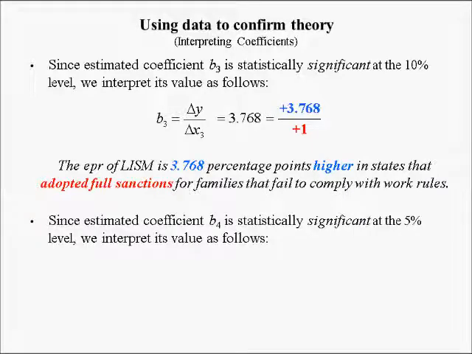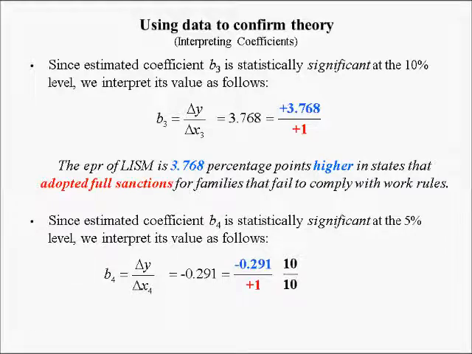Now, since estimated coefficient B4 is statistically significant at the 5% level, we interpret it as follows. Again, we're using the rise over the run because x4 enters the equation linearly. The change in y over the change in x, which is equal to B4, well, we estimated that to be negative 0.291. Again, we put that over 1 because negative 0.291 divided by 1 is negative 0.291.